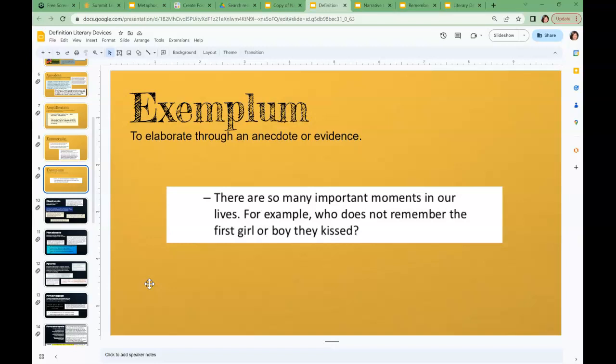I'm trying to think of an example off the top of my head. I can't think of an example off the top of my head. Let me pause the video and think harder. Okay, so I thought of an example.